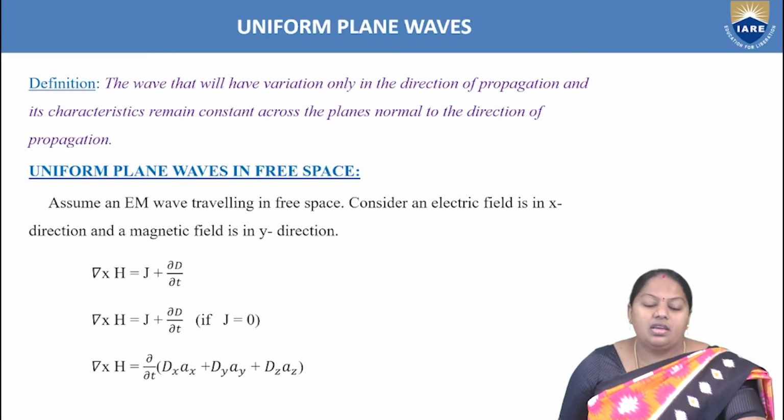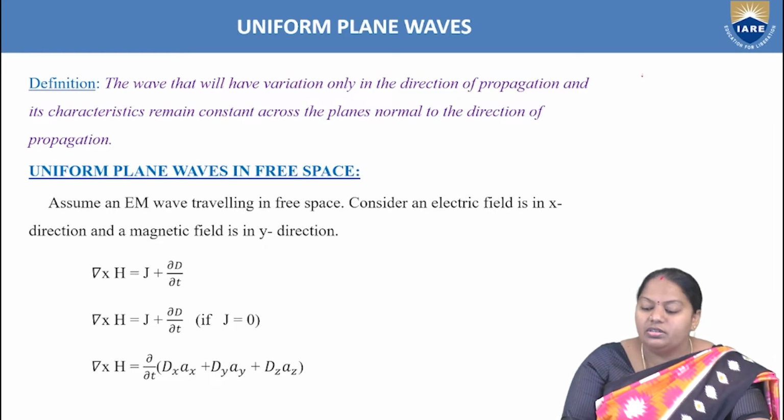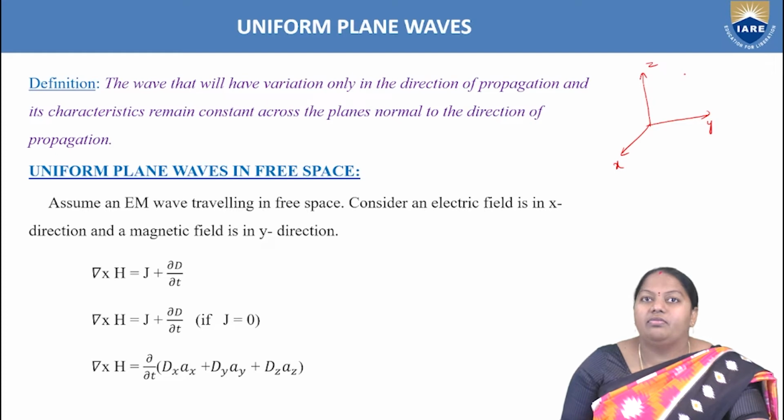Firstly, how do we define a uniform plane wave? A uniform plane wave is a wave that has variation only in the direction of propagation, and its characteristics remain constant across the planes normal to the direction of propagation. We are going to analyze the electromagnetic wave, or uniform plane wave, with a 3D view, considering x, y, z components.